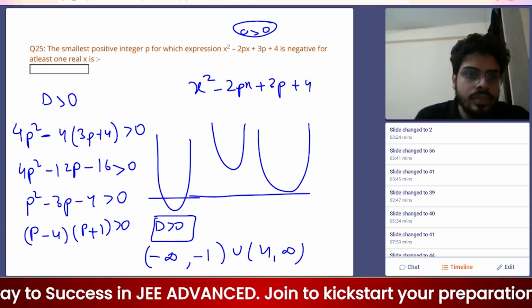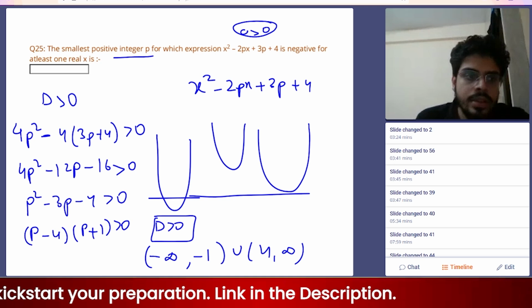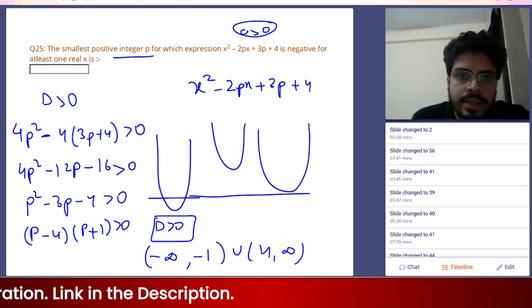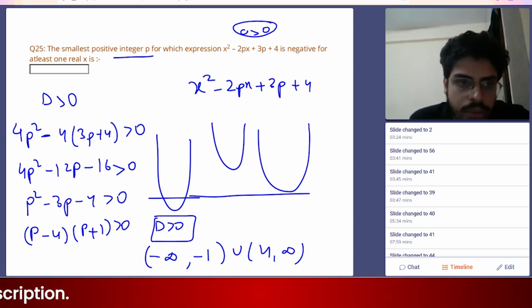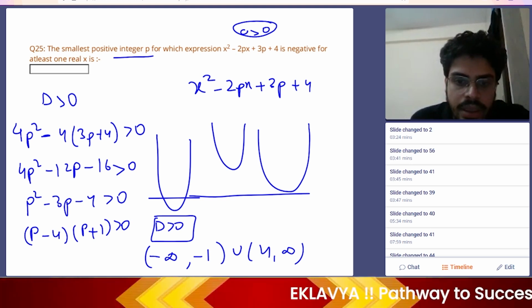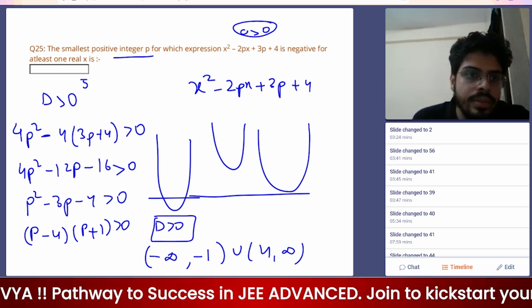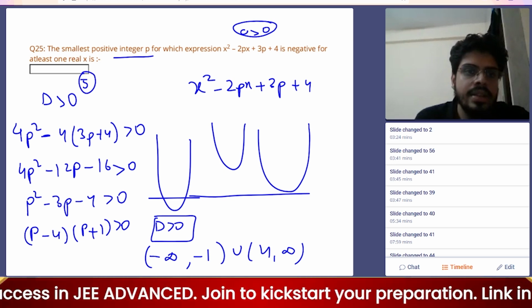Yes. So the smallest positive integer. What does the smallest positive integer for which the expression will become negative mean? You can see the range of p. So 4 is not included, so positive integer means after 4. So 5. The answer will be 5.